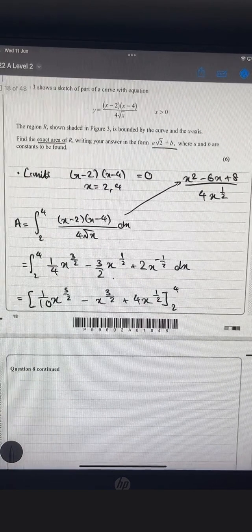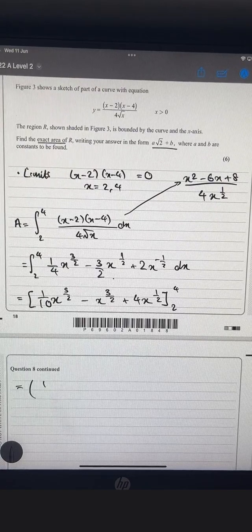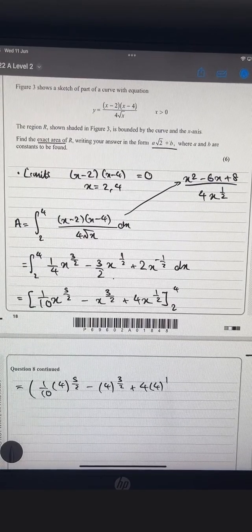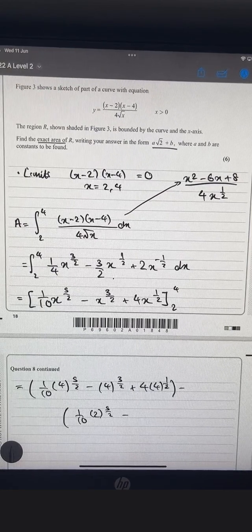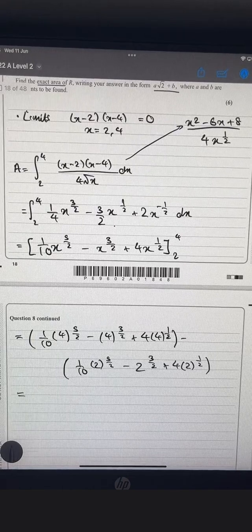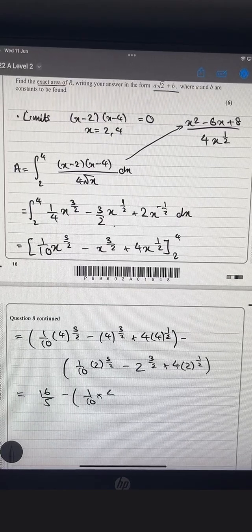Alright, now all I have to do is just sub in my 4 and 2, so I have 1/10 of 4 to the 5 over 2 minus 4 to the 3 over 2 plus 4 times 4 to the half, minus, and now I just put in the 2. That's 1/10 times 2 to the 5 over 2 minus 2 to the 3 over 2 plus 4 times 2 to the half. If I just evaluate this, I get 16 over 5 for the first set of brackets minus 1/10 times 4 root 2 minus 2 root 2 plus 4 root 2.